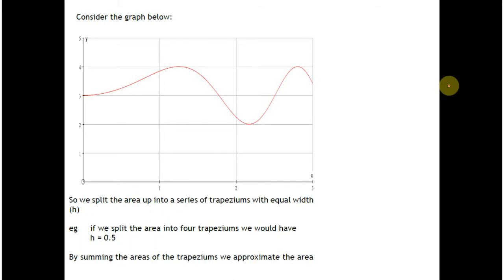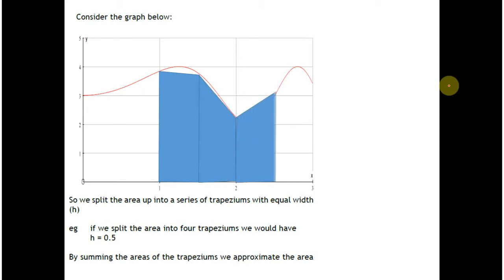So what we do is we split the area up into a series of trapeziums with equal width h. For example, if we split the area into 4 trapeziums, we would have h equal to 0.5. So there's one trapezium, second trapezium, third trapezium, fourth trapezium. And then by summing the areas of these trapeziums, we approximate the area under the curve.